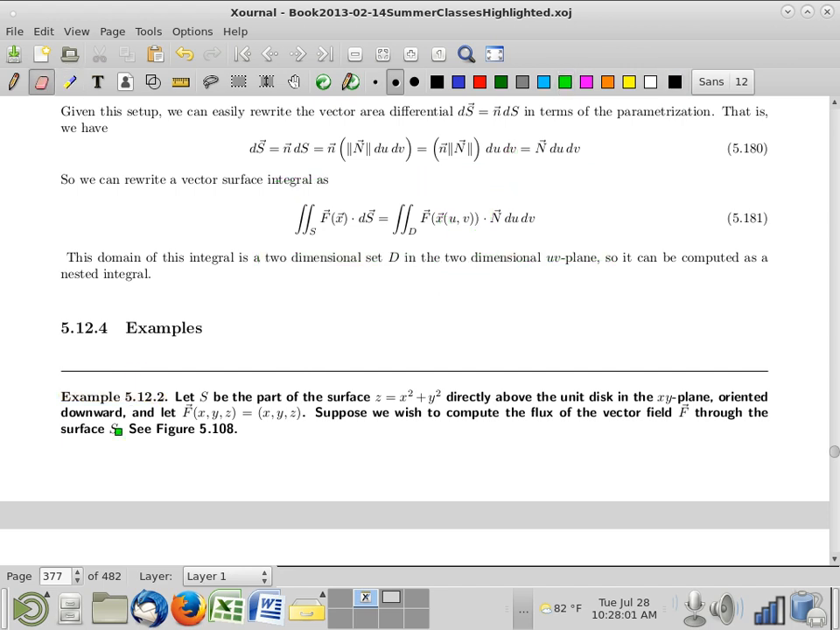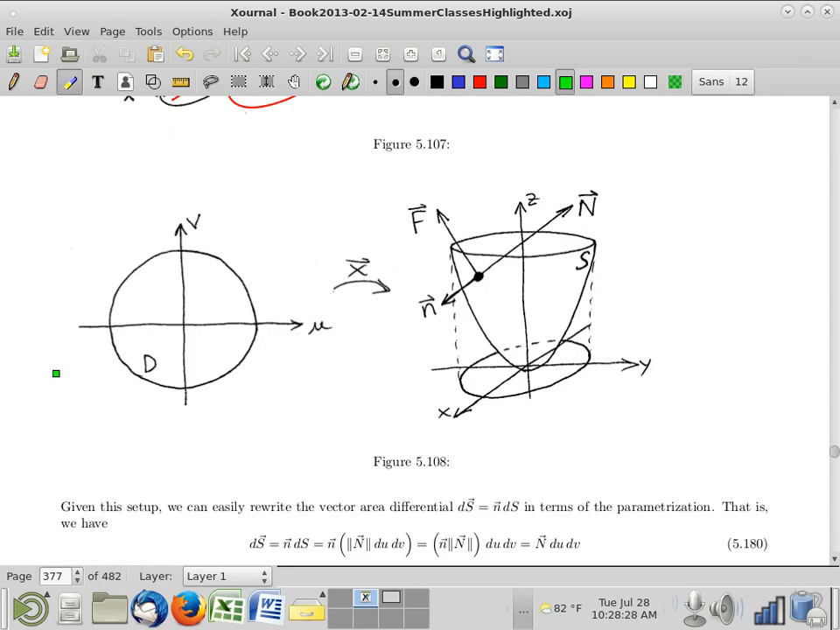Okay, so let's see an example. The surface in this example is a familiar old surface. We do this a lot. Specifically, it's the part that's above the unit disk in the xy plane. I just want to talk about just that one part of this paraboloid. Notice that I've given you an orientation. It's oriented downward. Let me draw a little picture relating to that. Oh, yeah, here we go. Here's our paraboloid.